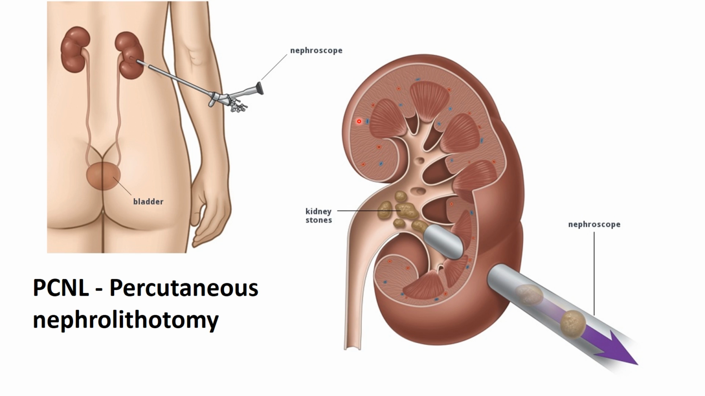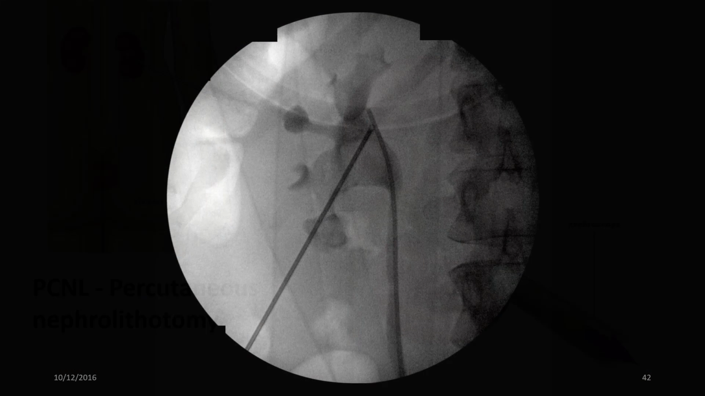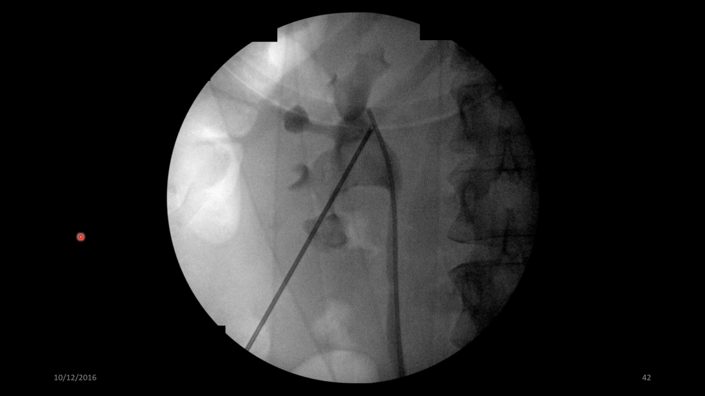And that's basically all it is. But we do it under X-ray guidance, and the patient's laying prone, so laying on their front, and they use an ultrasound machine to help guide a needle into the kidney, and then they put contrast into the kidney to show you where it is.